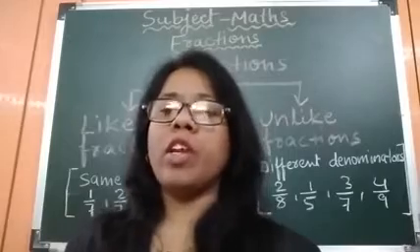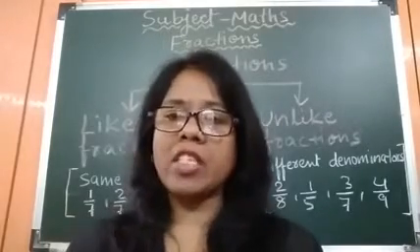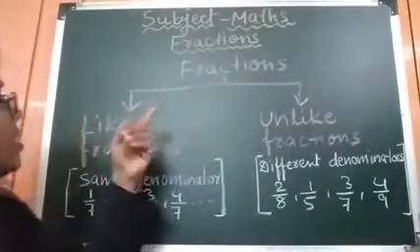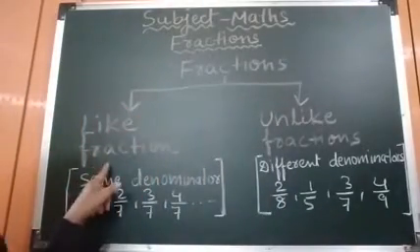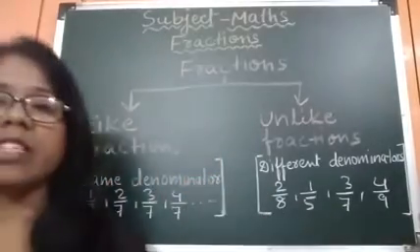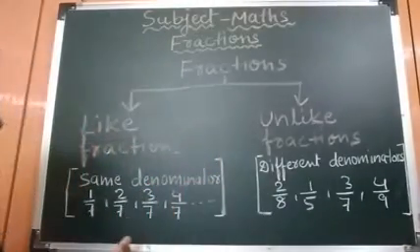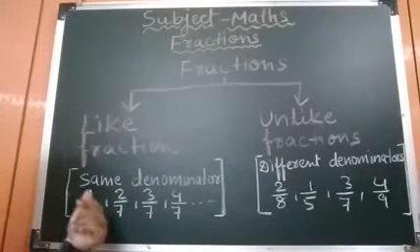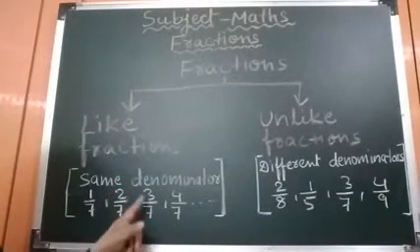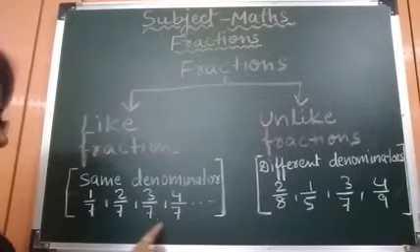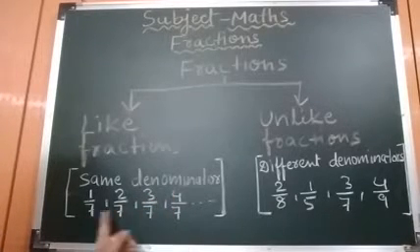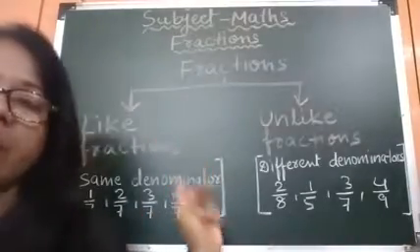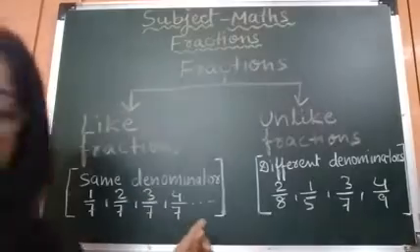In this video, we will know about types of fractions on the basis of denominators. So, fractions are of two types. First one is like fractions and second one is unlike fractions. Like fractions are the fractions where denominator is same, like 1 upon 7, 2 upon 7, 3 upon 7, 4 upon 7. In all cases, denominator is 7. So, denominator is same. Such type of fractions are called like fractions.